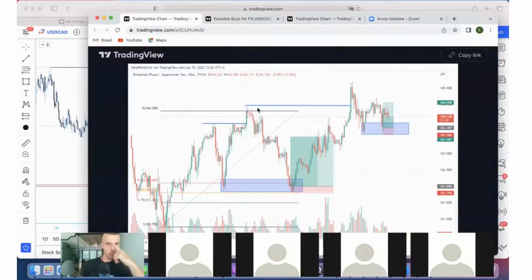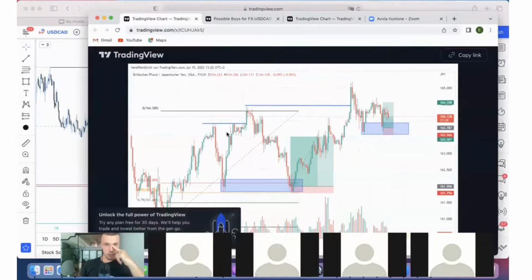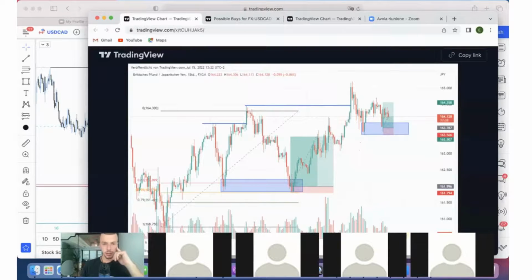Then we have JPY on 15 minutes time frame. Am I right? What is it? I have no idea which time frame this is. If you can clarify, it would be great. 1 hour. Okay, 1 hour time frame.